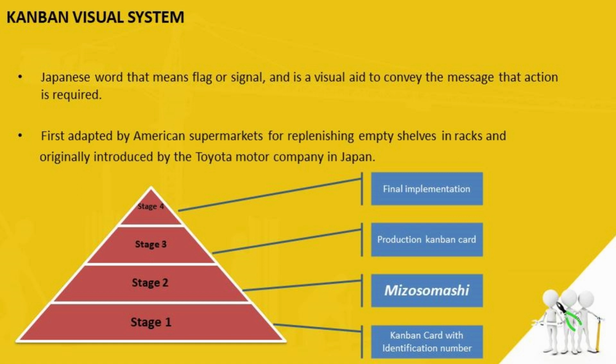So these four stages complete the signaling. They complete the Kanban card implementation, and eventually it increases the inventory capacity and continuously replenishes the product.